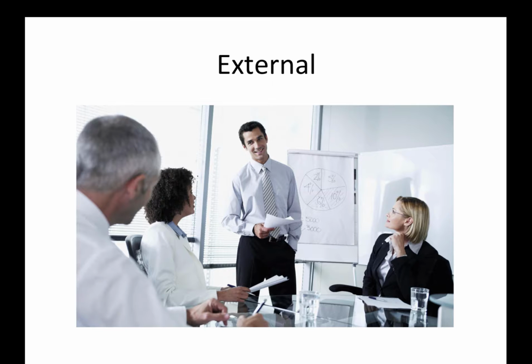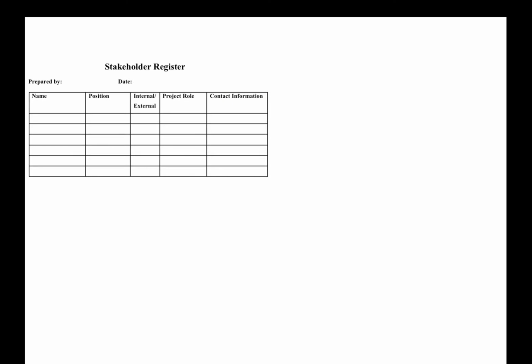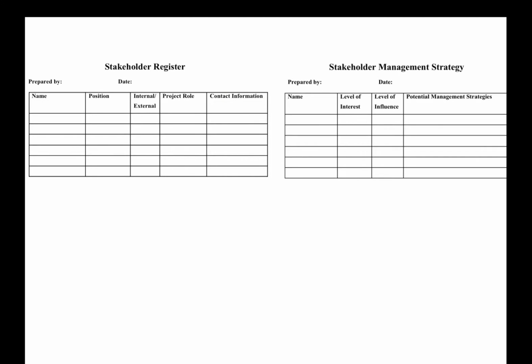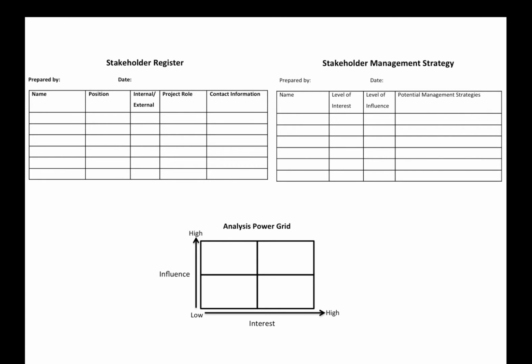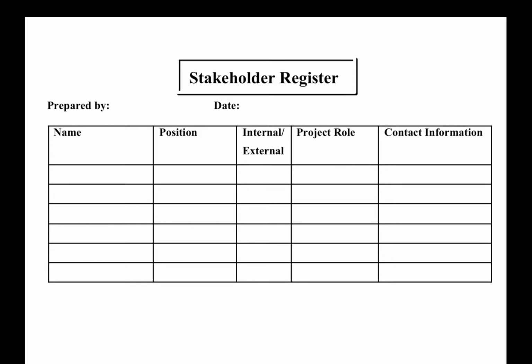There are 3 project elements we will use to document this information: a stakeholder register, a stakeholder management strategy, and an analysis power grid. While you use these in concert with each other, let's take a look at them individually. A stakeholder register is a document that includes details related to the identified project stakeholders, usually available to many people, so it should not include sensitive information.